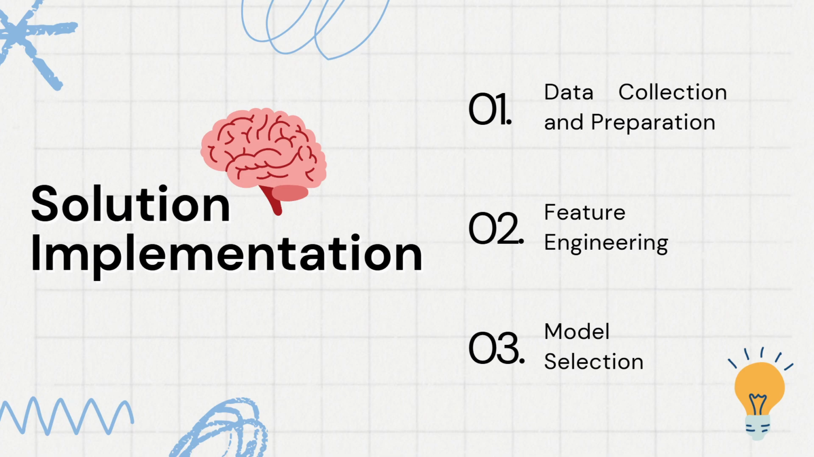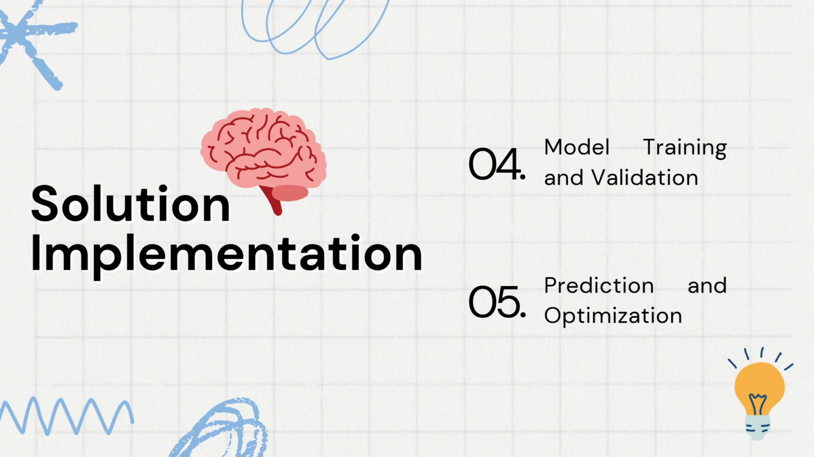Now let's move to the third step, which is model selection. Now it's time to choose the right model for our problem. Since we are dealing with demand prediction, a regression algorithm like linear regression or a more advanced method like gradient boosting could be suitable. We select the model based on its ability to handle our data and produce accurate predictions.